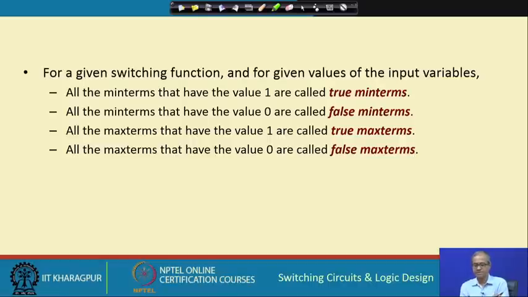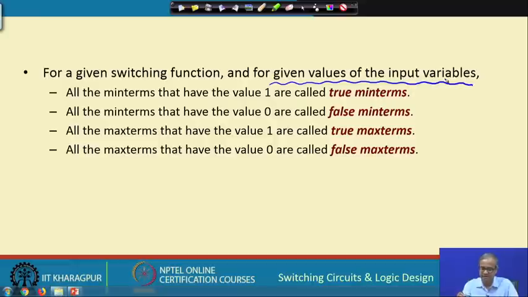Now, these minterms and maxterms can be classified as either true or false. So, I can say some minterms are true minterms and some minterms are false minterms. So, how are they defined? This definition is made with respect to some given values of input variables. For some specified given value of the inputs, if I evaluate the values, some of the minterms will have the value 1, some of the minterms will have the value 0. So, accordingly I call them either true minterm or false minterm. Similarly, I can evaluate the maxterms, some of them will be 1, some of them will be 0, and accordingly I call them true maxterms or false maxterms. This is how the definition goes.